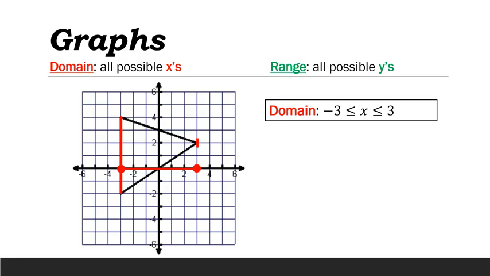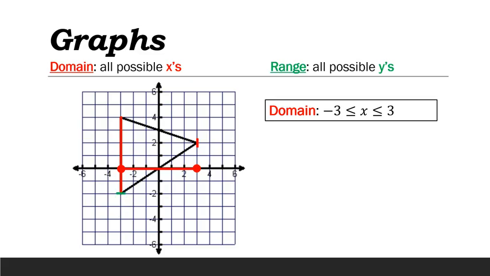So here's how I can write that domain. So I start with the low value, -3. I end with the high value, which is +3. x is in the middle. And then the less than or equal to symbol is used both times to indicate that x will be between -3 and +3. And it's also going to include both of those values.